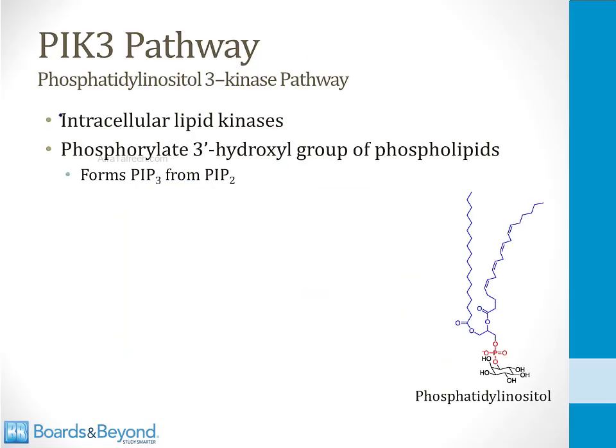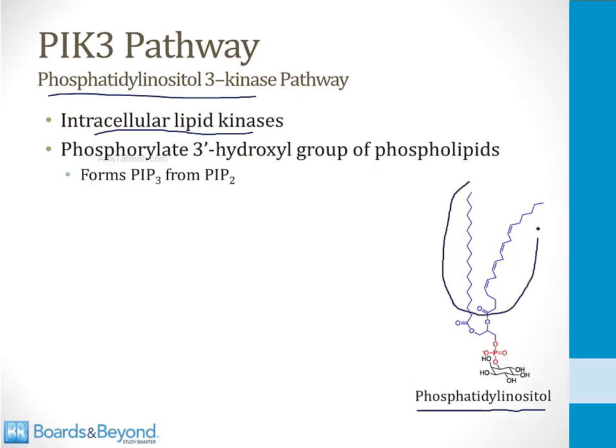The PI3K pathway is the phosphatidylinositol 3 kinase pathway. This is a pathway that involves intracellular lipid kinases. If you look at the bottom right side of the screen, this is the chemical structure of phosphatidylinositol. You can see that it has long chains of carbon and hydrogens, therefore it is a lipid. It's also attached to a sugar moiety with a lot of OH groups, and these OH groups can become phosphorylated. If 2 of them are phosphorylated, the structure is called PIP2. If 3 of these hydroxyl groups are phosphorylated, the structure is called PIP3. And what the PI3K pathway leads to is the phosphorylation of the 3' hydroxyl group of phospholipids so that more PIP3 gets produced from PIP2.